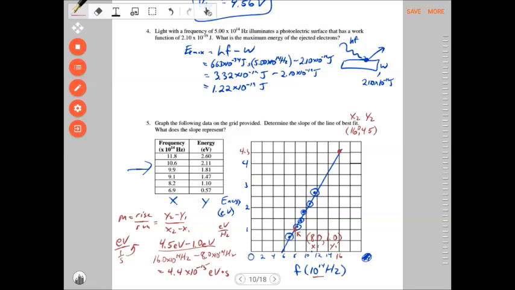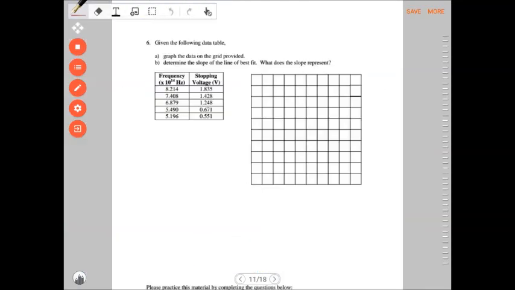Remember what we talked about earlier. The slope of this is always Planck's constant. And if you look, Planck's constant is really 4.14 times 10 to the negative 15. So we got awfully close with our pretty sketchy data. Okay, so that is Planck's constant. So there's the slope, and of course it represents Planck's constant. Ta-da! Awesome.